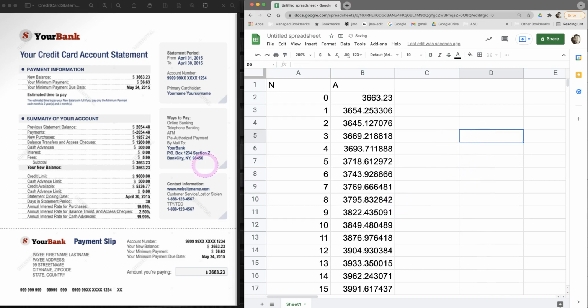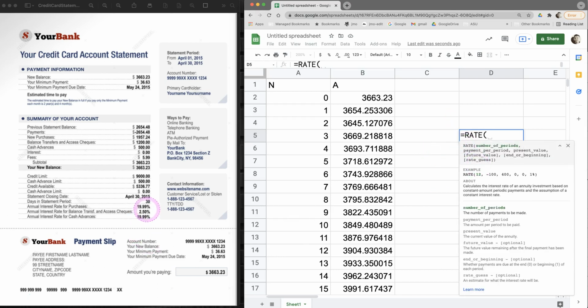Okay, in the next video we'll look at the rate formula in our spreadsheets, and try to figure out what interest rate would have been needed to have $36.63 actually pay off our credit card. Okay, but $36.63 is not enough to pay off this credit card at all in any amount of time. So we'll look at the rate formula in the next video.